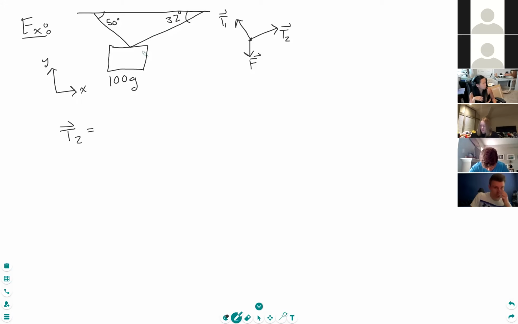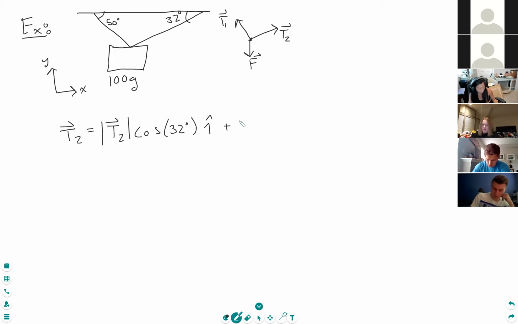Well, if I look at T2, it kind of represents this string here. The x component will be this hypotenuse times the cosine of this angle. Well, what's the length of the hypotenuse of T2? It's just the magnitude of T2. We don't know what it is yet, but we can write it down. This is the magnitude of T2 cosine of 32 degrees i hat, right? So that's my x component.